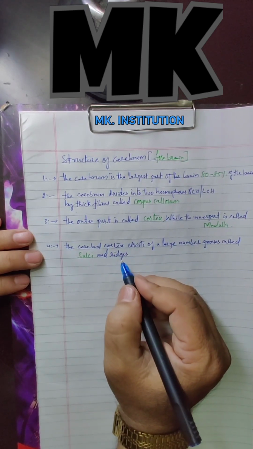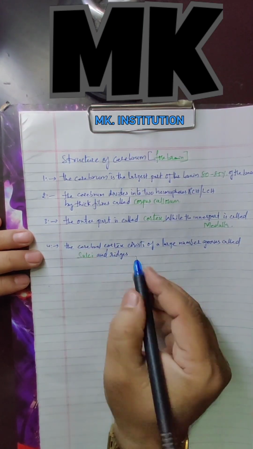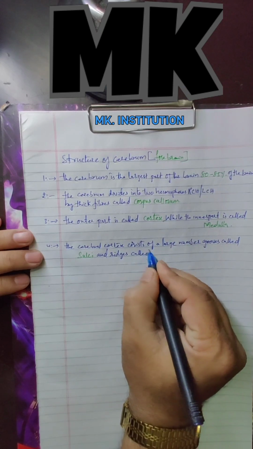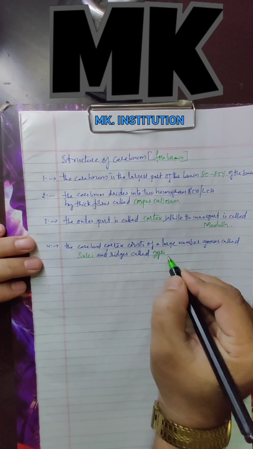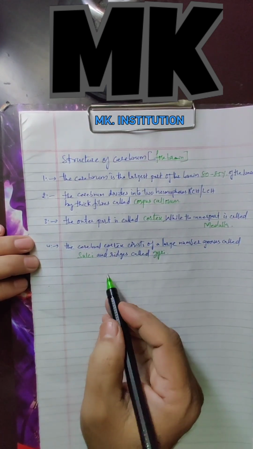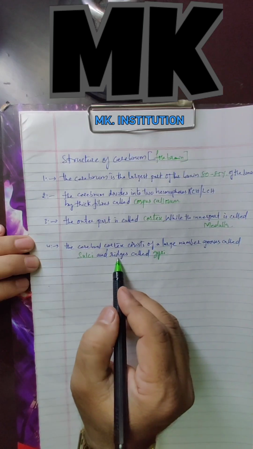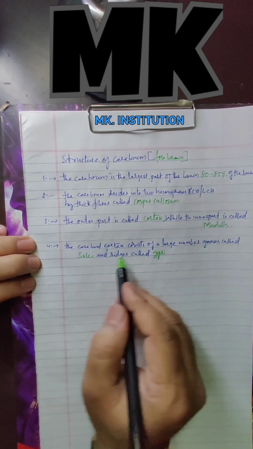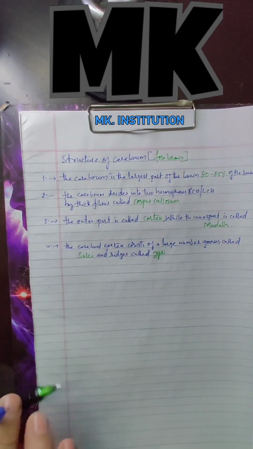otherwise called convolutions. Clear? What are the ridges otherwise called as convolution? Simply you can write ridges. Ridges called gyri. Clear? Cerebral cortex has two parts here. One is called grooves and the second is called ridges. So grooves are called sulci or sulci, you can tell. Ridges are called as gyri.